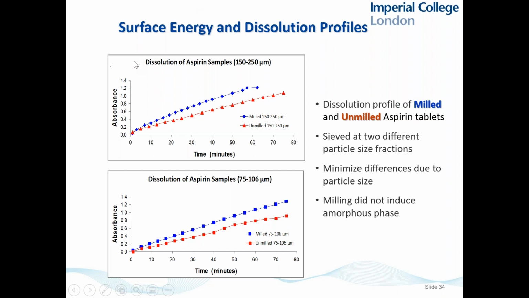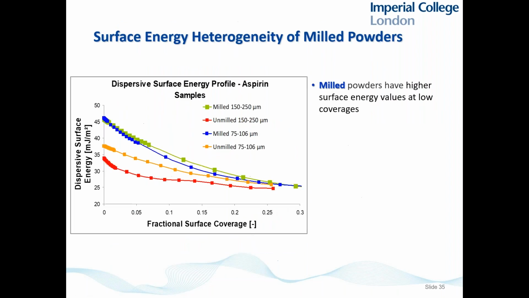But you can see here, we're looking at the dissolution kinetics. This is given by the UV-vis absorption. And what you can see here is that the milled material, which is blue, dissolves much faster compared to the unmilled material. There's a factor of probably 20 or 30% difference. And it doesn't matter what the particle size is, the milled material dissolves faster. So why is that? Well, if we look here at the inverse gas chromatography, we can see that the milled materials have much higher surface energies. And those surface energies facilitate a faster dissolution rate.